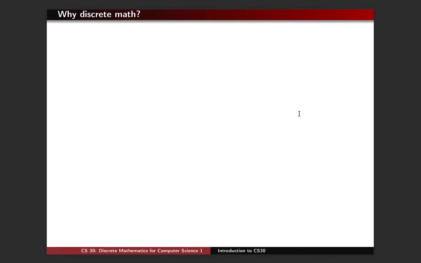You may ask, this is computer science. Why do we need discrete math here? First, you have to realize that most of computer science deals with mathematics. So we need to embrace math as early as now.